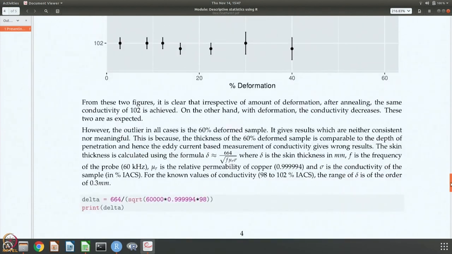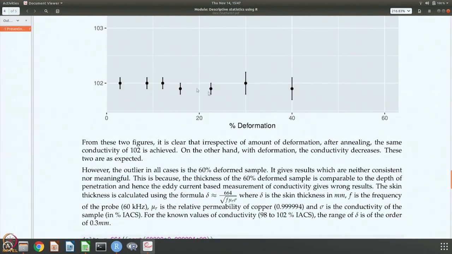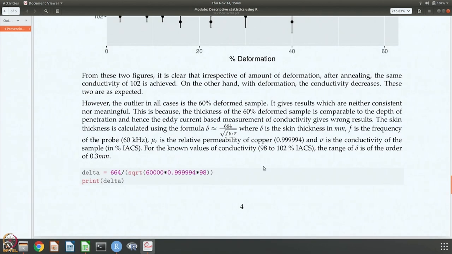Like we mentioned, here this is clearer. So the data is somewhere here, and one should consider this to be a straight line. There is a little bit of deviation here, so it's a straight line with small deviation here. Okay. So why is the 60% deformed sample showing a different value? Like I mentioned, it is because of this.